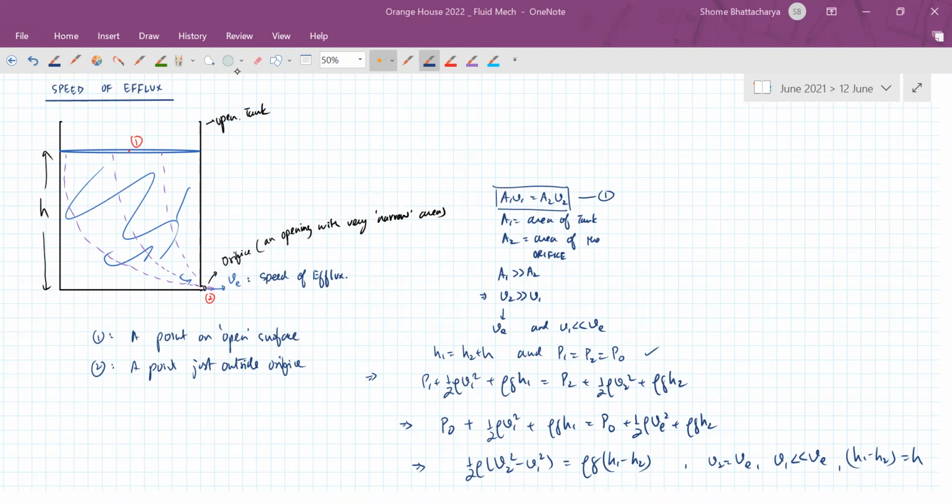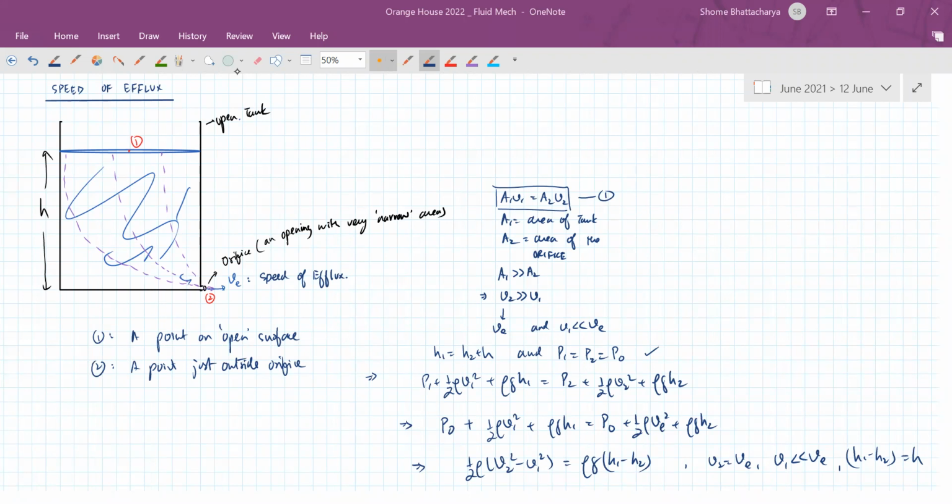Sir, what is H1 and H2? H1 and H2 are the heights of the 2 points that we have considered, the one just outside the orifice and the one just on the surface, with respect to some standard horizontal level. So you can take the standard horizontal level as the level of the floor on which the tank is kept. So the important thing is H1 minus H2 is equal to H, the level of water.